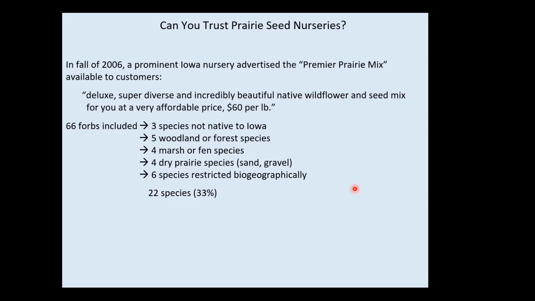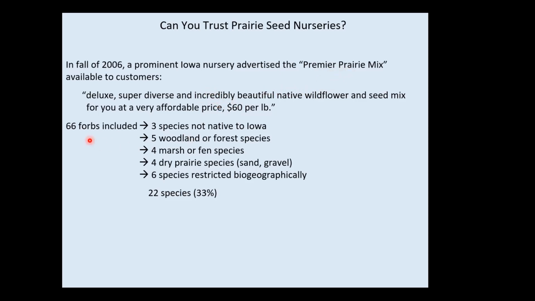This was a while back, as you can see, 2006, but a prominent Iowa nursery had this premier prairie mix that they were selling to people. It was advertised as a deluxe, super diverse, incredibly beautiful native wildflower and seed mix for a very affordable price, $60 per pound. I think it was supposed to be a mesic prairie mix, although I don't think they really said.